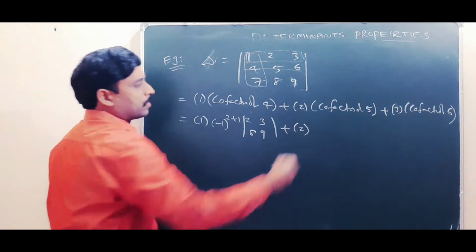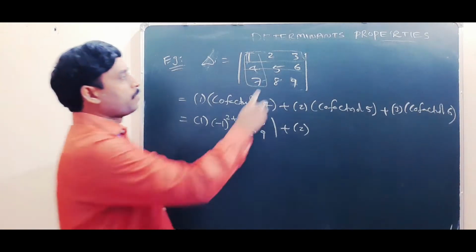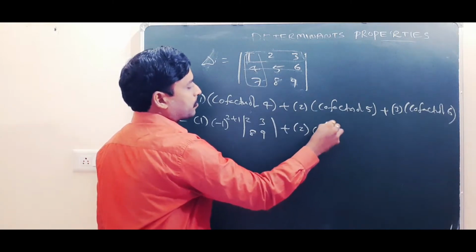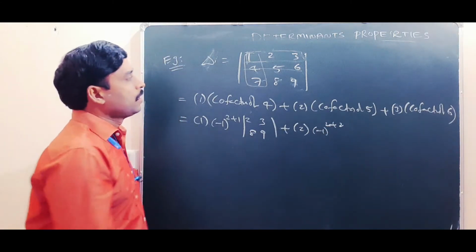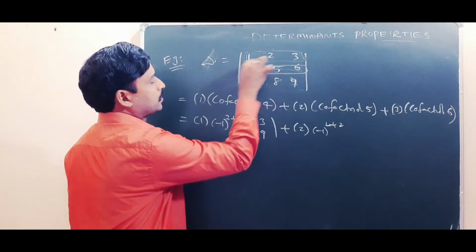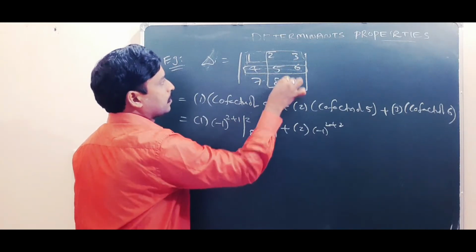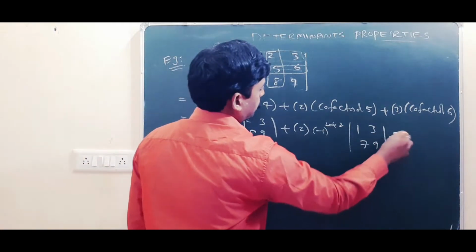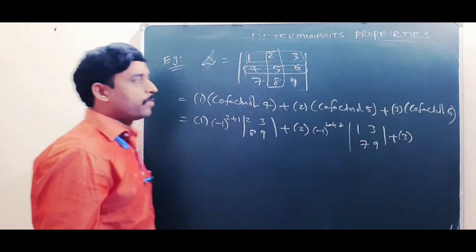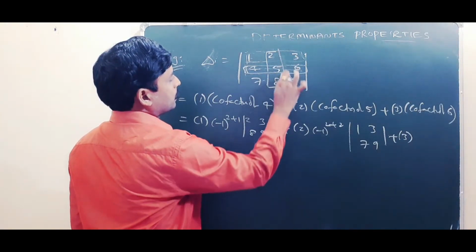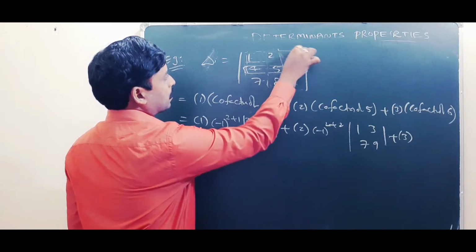Plus 2 into cofactor of 5. 5 is present in second row and second column. So minus 1 power 2 plus 2. After deleting the second row and second column, the determinant of the remaining elements 1, 3, 7, 9, plus 3 into cofactor of 6. So 6 is present in second row and third column.